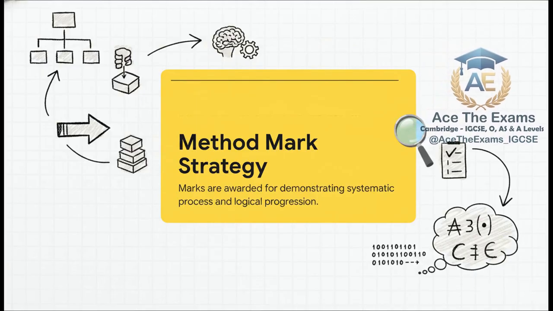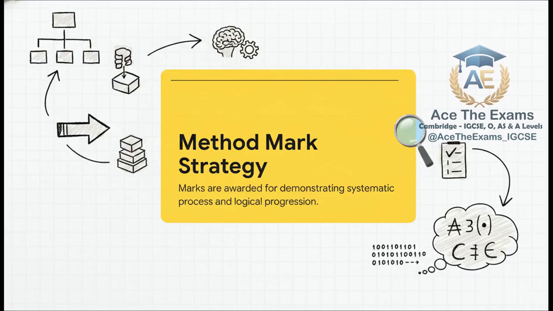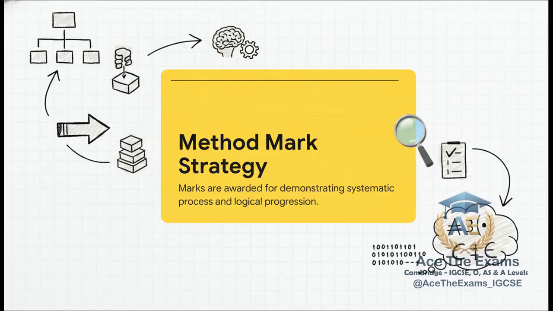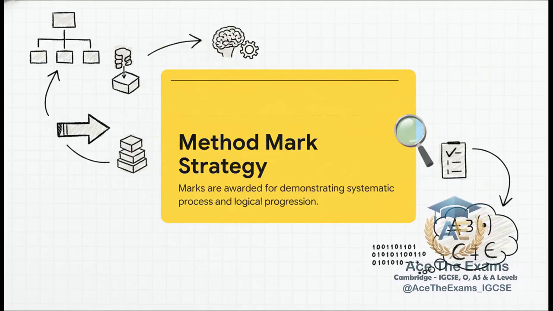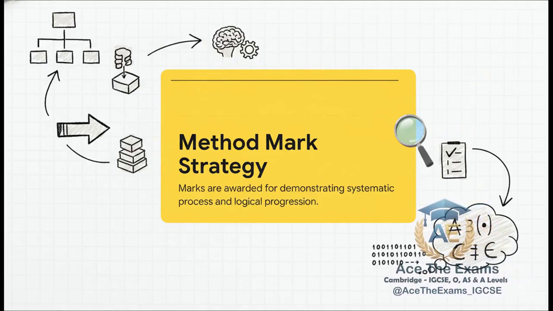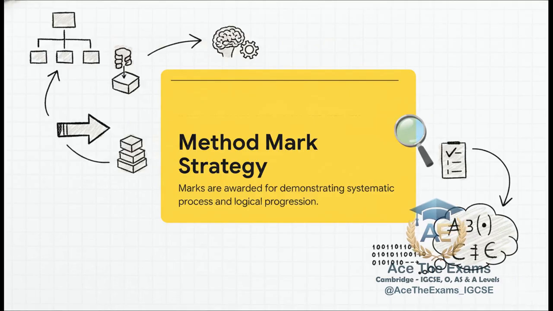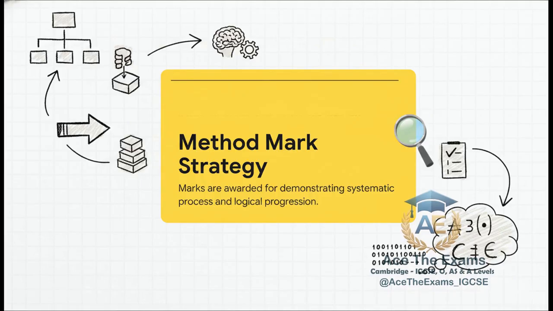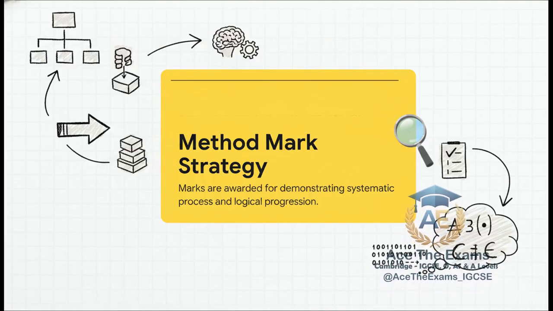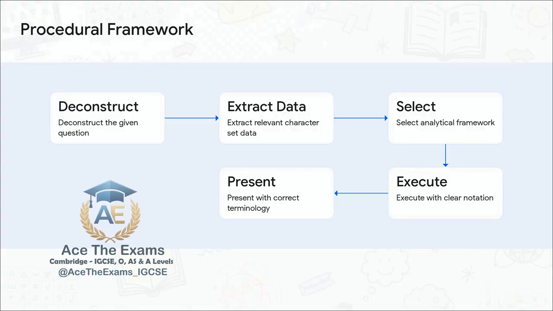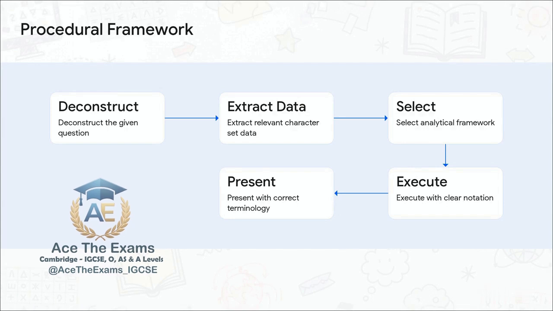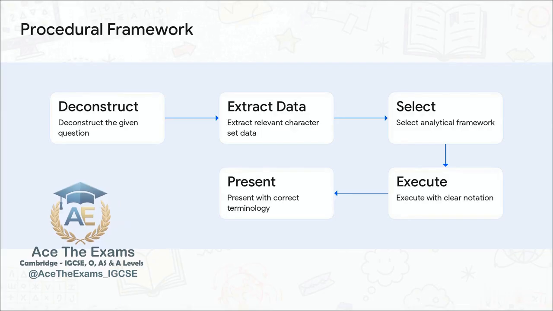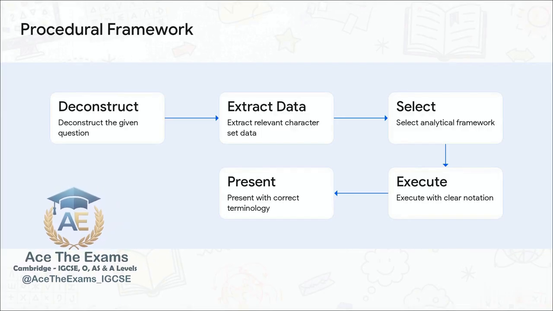Think about Sam, our student who rushes. Sam just writes down the final conclusion and skips the explanation, but Cambridge explicitly rewards the journey. If you're calculating the file size difference between an ASCII text file and a UTF-8 text file, you absolutely must show your step-by-step logic. The method itself is worth points, even if you make a tiny arithmetic error at the very end. Let's look at the exact blueprint, the 5-step procedural sequence to secure those method marks. First, deconstruct the question. Highlight the command word.